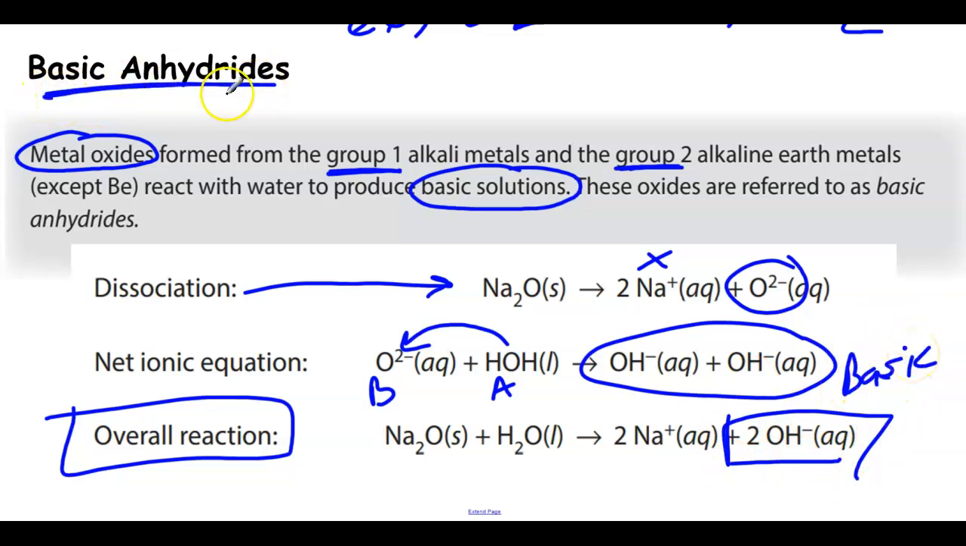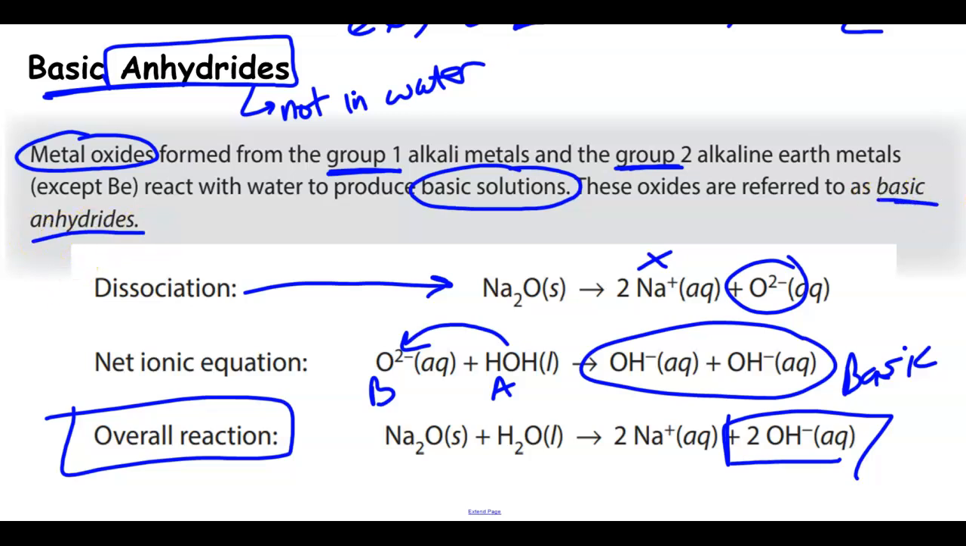So the term that we can use: anhydride is a very generic term that means not in water. When we put it in water, we have the hydrolysis occurring. So a basic anhydride would be a solid compound that is not yet added to water, that will create a basic solution when it is added to water. So these oxides are referred to as basic anhydrides.